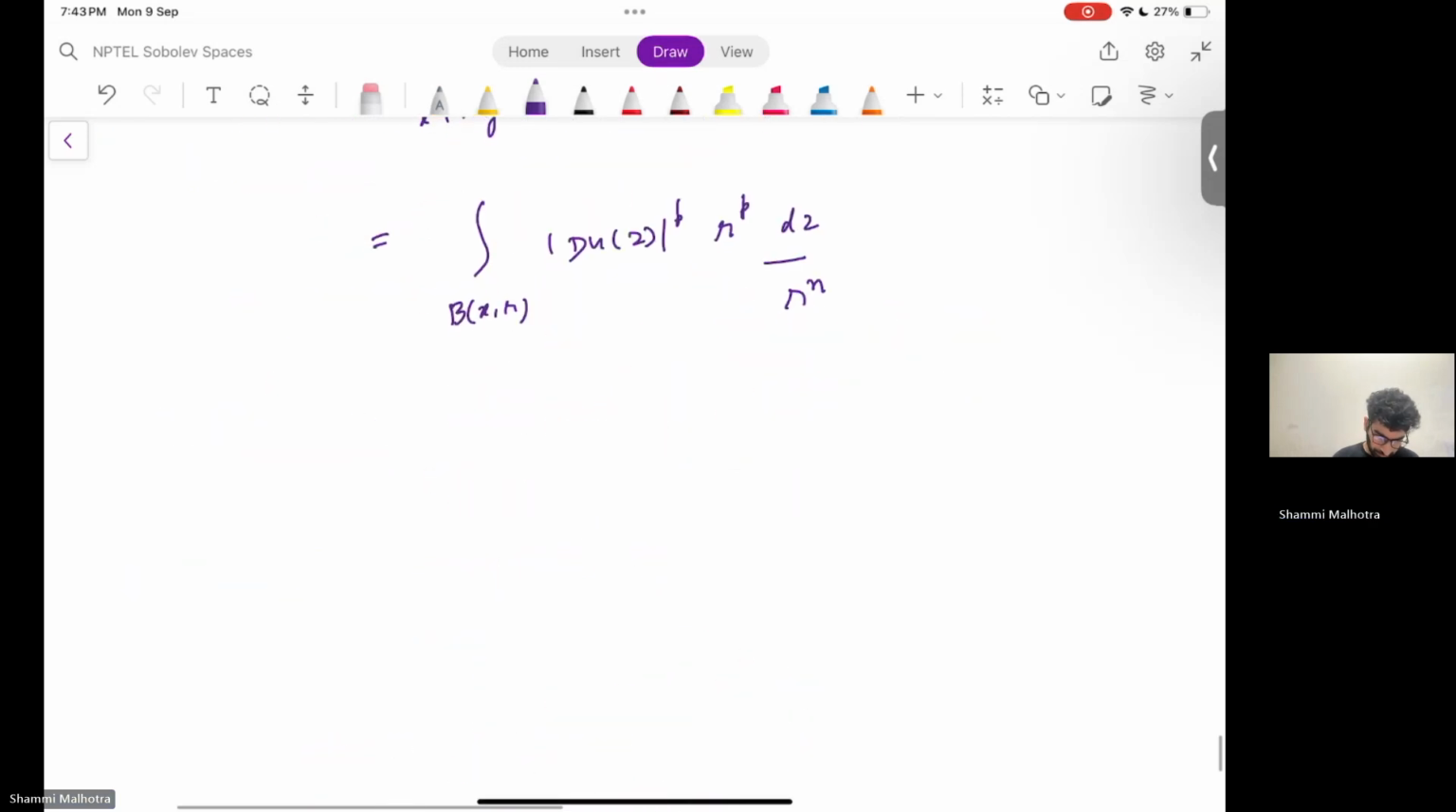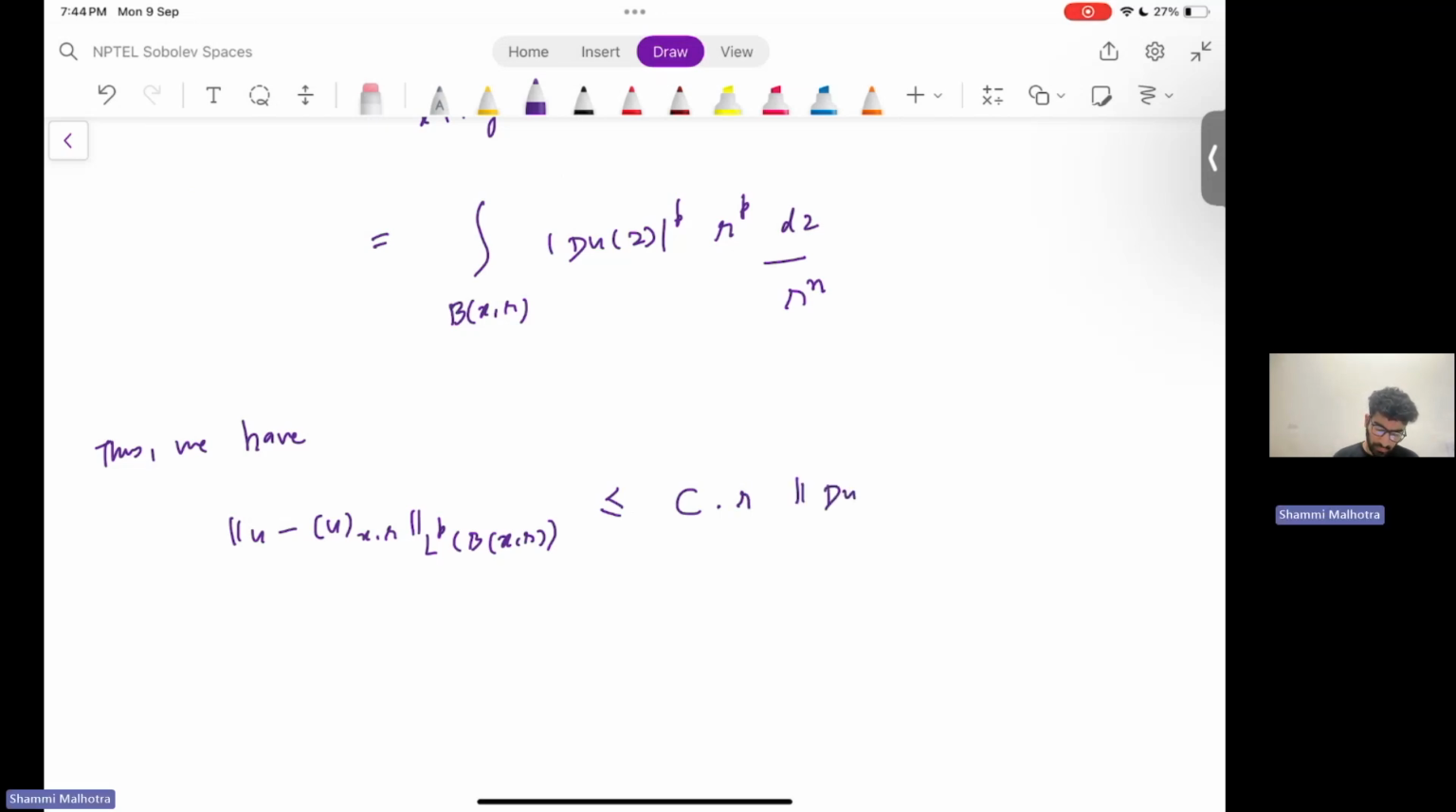Thus finally we have that the L^p norm of u minus u_{x,r} on B(x,r) is less than or equal to some C times r times the L^p norm of Du on B(x,r). This comes from the fact that r^n cancels from both sides, and taking the 1/p power on both sides, we ultimately end up having a multiple of r on the right hand side. Okay, so that is how we get the Poincaré inequality for the ball.